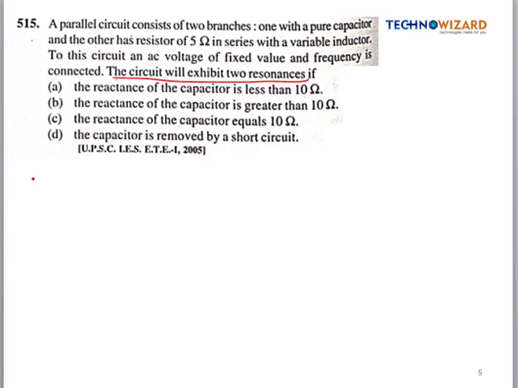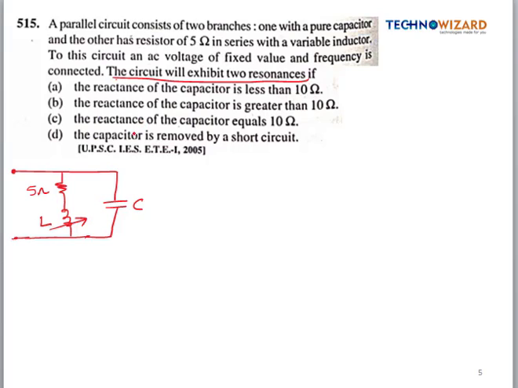So let's first draw the circuit. Here we have a resistance R and a variable inductor. This is the variable inductor, and the resistance value is 5 ohm. It is connected in parallel with a pure capacitor. So suppose this is C and this is L. Now we have to find out the value of the reactance of the capacitor.